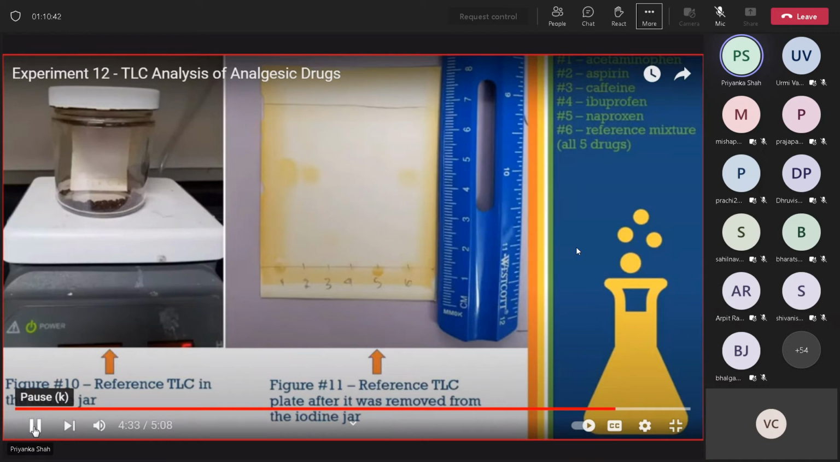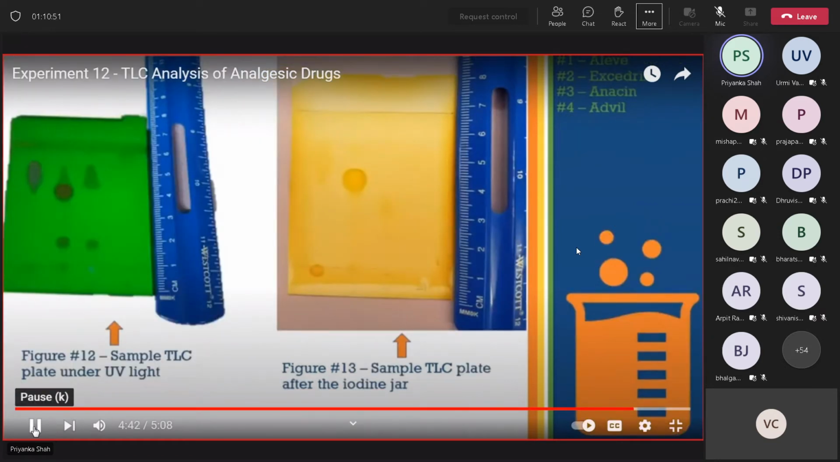Figure 11 shows the reference TLC plate after it was removed from the iodine jar. Figure 12 shows the sample TLC plate viewed under the UV light, and figure 13 shows the sample TLC plate after it was exposed to iodine in the iodine jar.